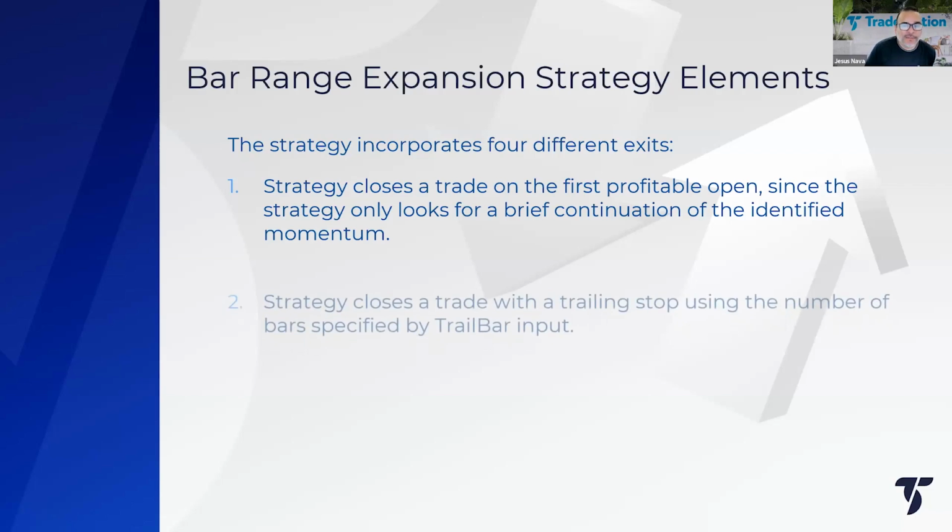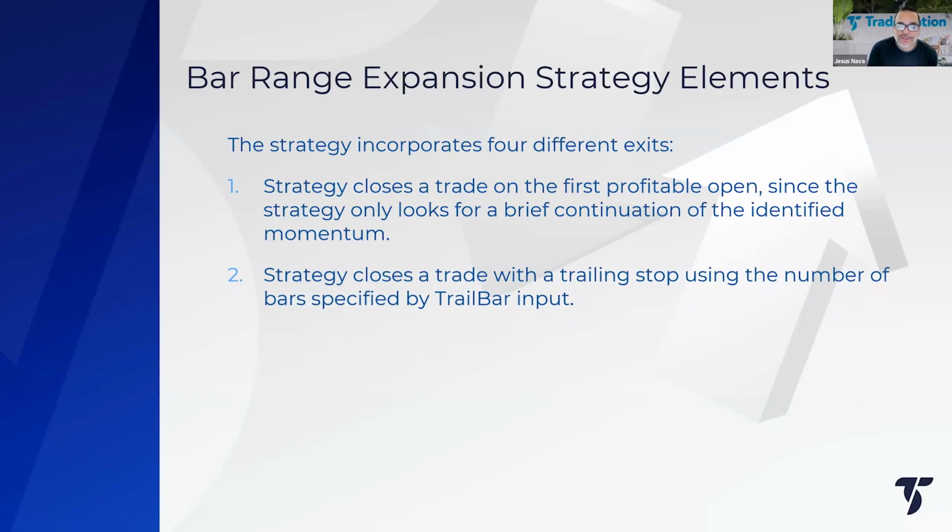Then the strategy uses a trailing stop. Trailing stop, looking at the lowest low or the highest high by a trail bar input. So it's going to look back a number of bars and look at the lowest low or the highest high and set that as a stop that trails as you move along future bars.